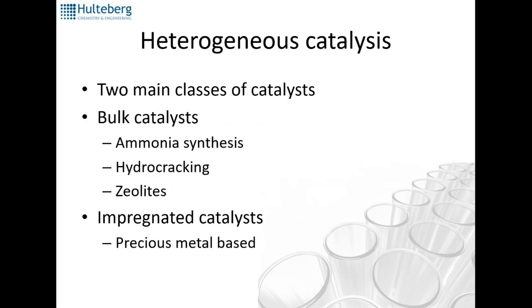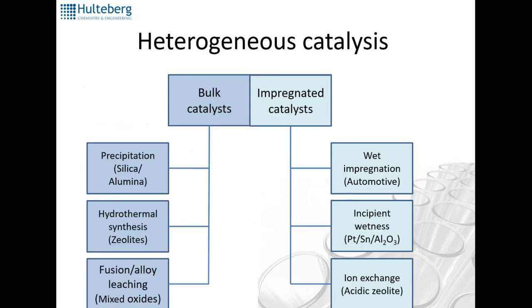And we talk about two main classes of catalyst. It's either bulk catalyst, like ammonia synthesis, hydrocracking, zeolites, where the entire material is consisting of the catalyst material. Then you have the impregnated catalyst, where you are more careful with what you do with the actual active phase.